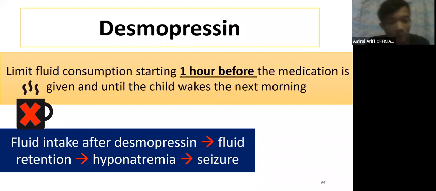Next, it is important for us to counsel the parent regarding the possible side effects or complications of desmopressin, where we ask the parent to instruct the child to limit fluid consumption starting 1 hour before the medication is given and until the child wakes the next morning. So after it, there needs to be at least 8 hours of fluid restriction after the drug was consumed. If the child does not obey, for example, they take fluid after consumption of desmopressin, there will be fluid retention, hyponatremia, and it can also lead to seizure or even death.